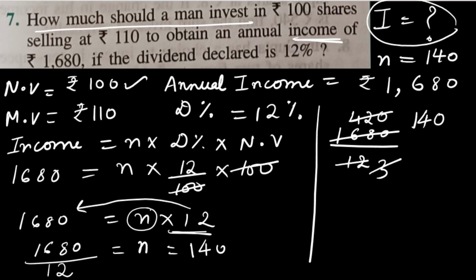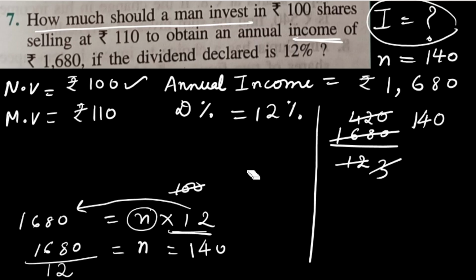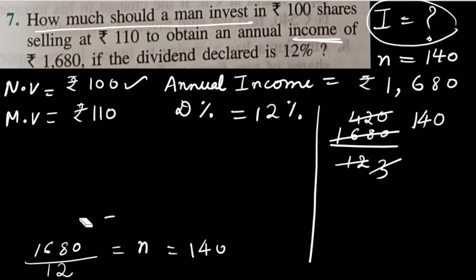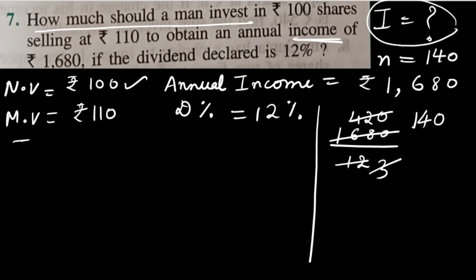Right? Because I showed you at the starting, the first formula we have to use is the investment formula to find investment. Now we made use of this formula to find number of shares, because for finding investment we need number of shares. Now investment, which I am writing as capital I, is equal to number of shares into market value. Number of shares we found as 140, into market value 110.